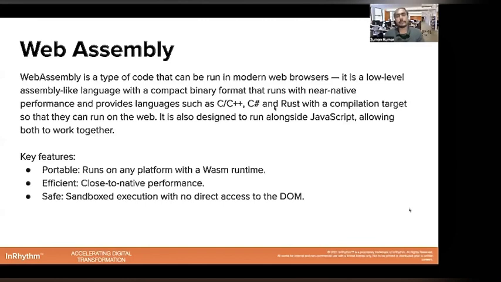So what is WebAssembly? Well, WebAssembly is a type of code that can run in modern web browsers. It's a low-level assembly language code for browsers, which gives near-native performance in the browser. It is written in languages like C, C++, and Rust. The main feature of it is that the executable is runnable in the browser alongside JavaScript. Some of its key features are portability, efficiency, and safety.